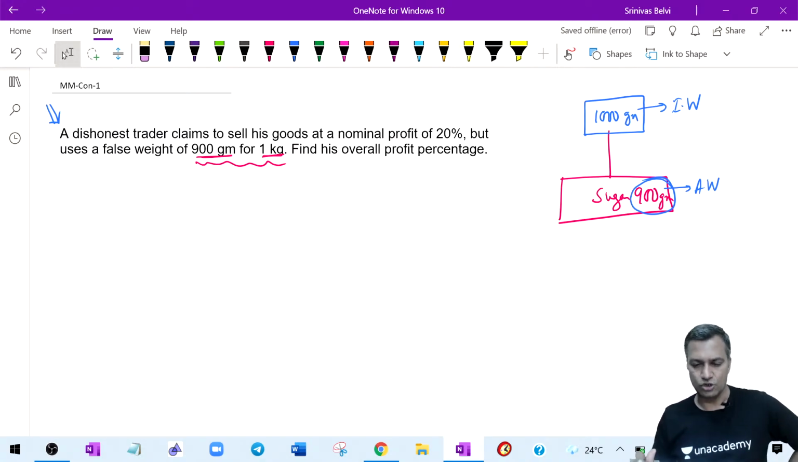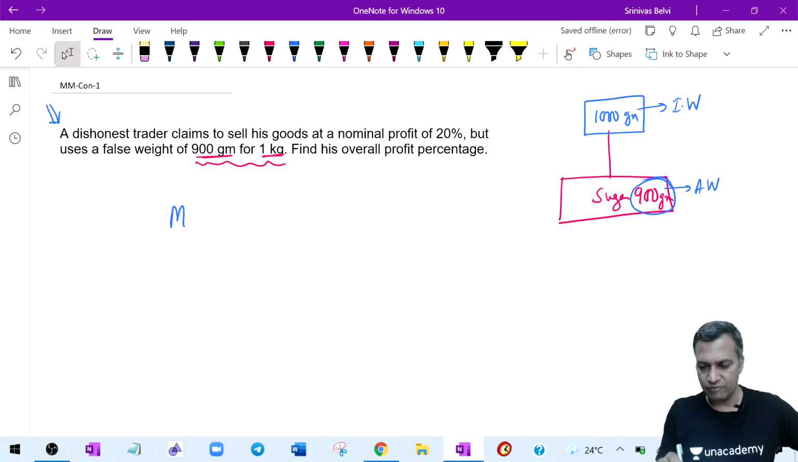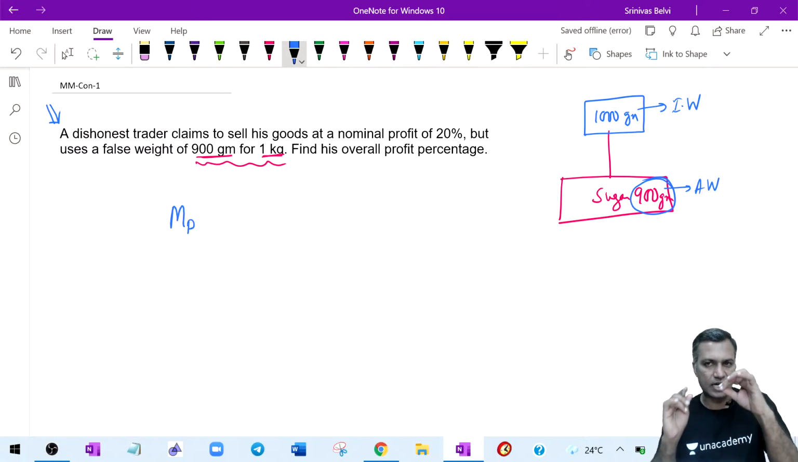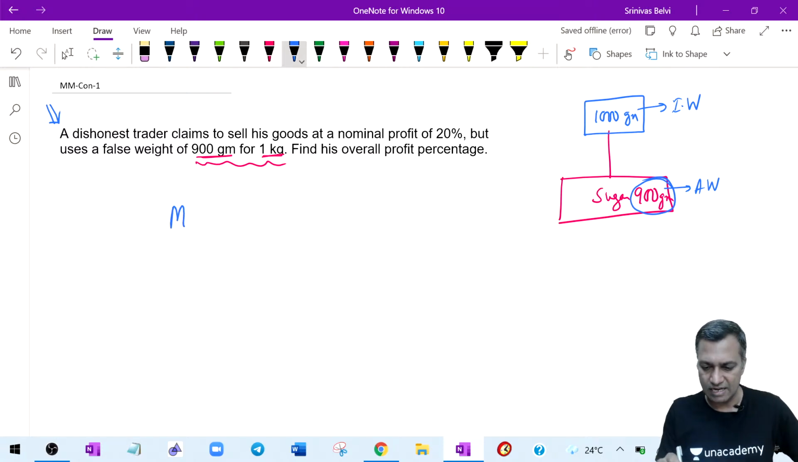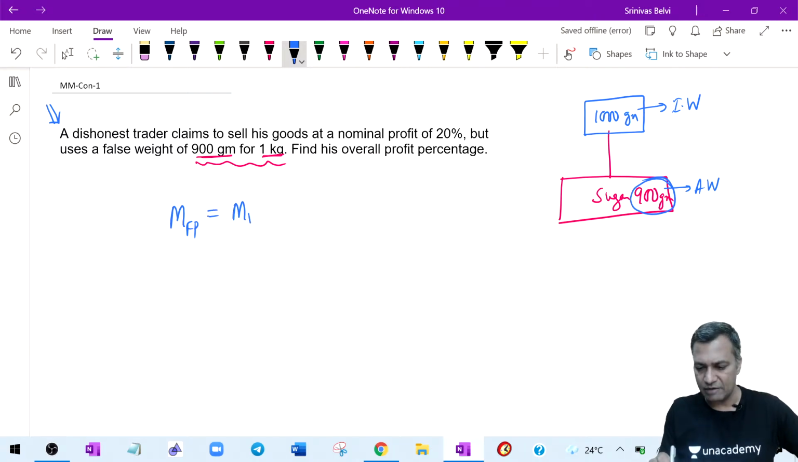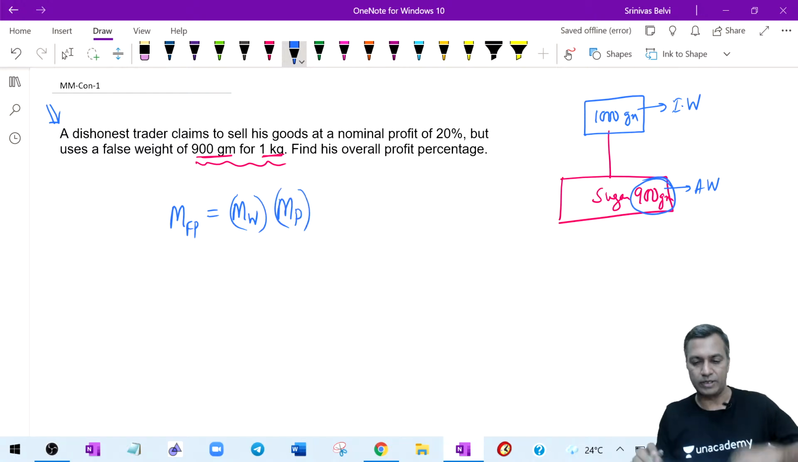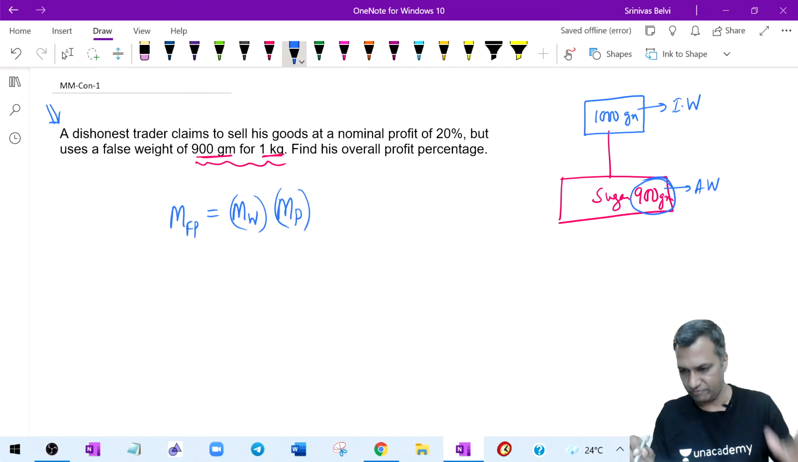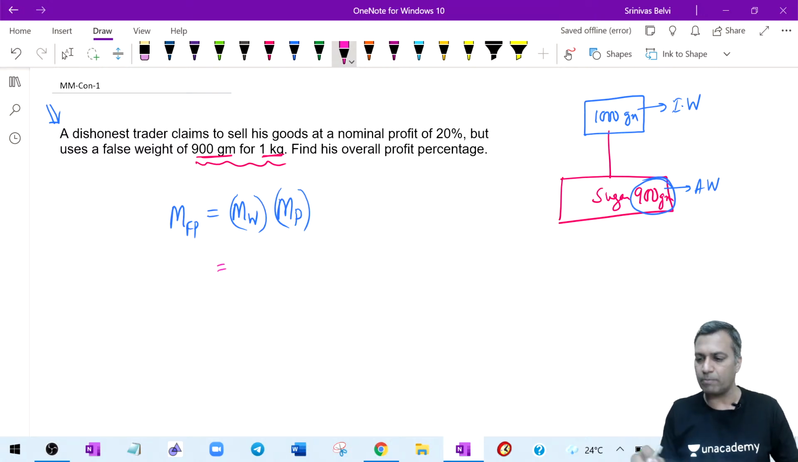So let's understand this question. Multiplier related with final profit. Let me call it FP, final profit. Multiplier related with the final profit is multiplier related with the weight and multiplier related with the pricing. Listen carefully. Multiplier related with the weight and multiplier related with the pricing. Fair enough. So what is he talking from the pricing perspective?